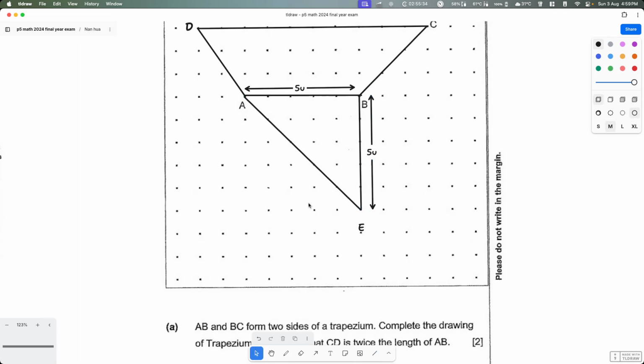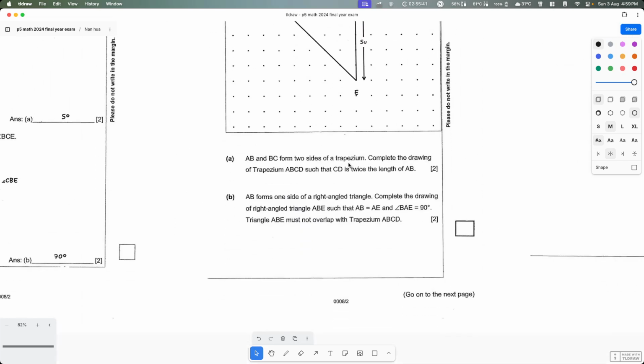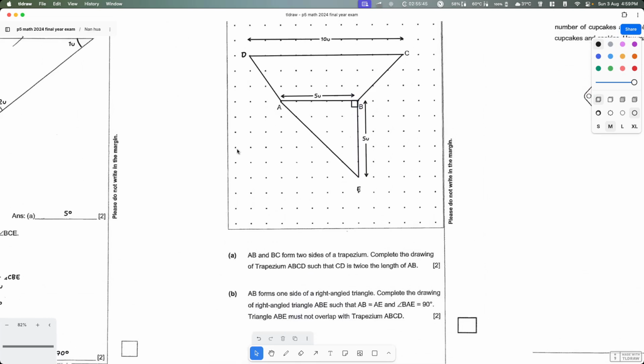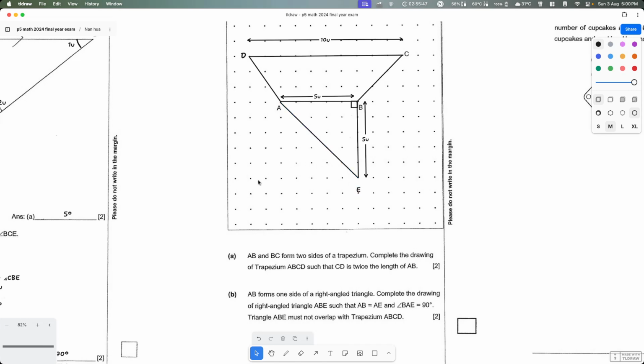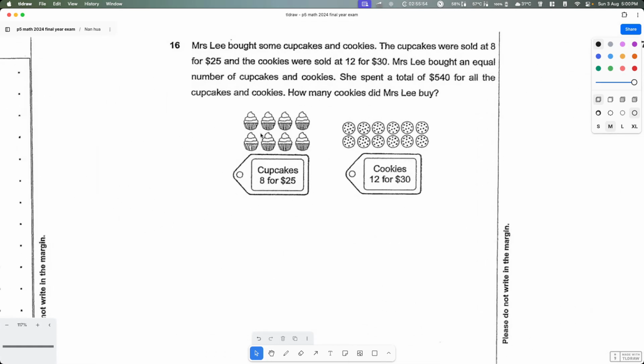So ABE, that means we also draw the right angle, a little square over here. There you go. So that's the answer, ABE. You can move it to the other side as well. That is also fine. E can be on the other side, so it doesn't really matter. Okay, so that is it for question 15. Let's move on to question 16.